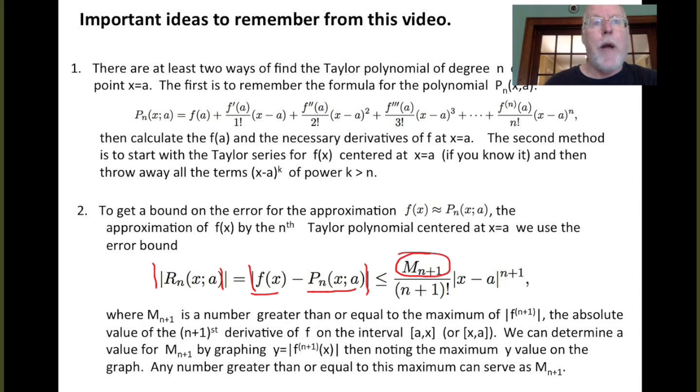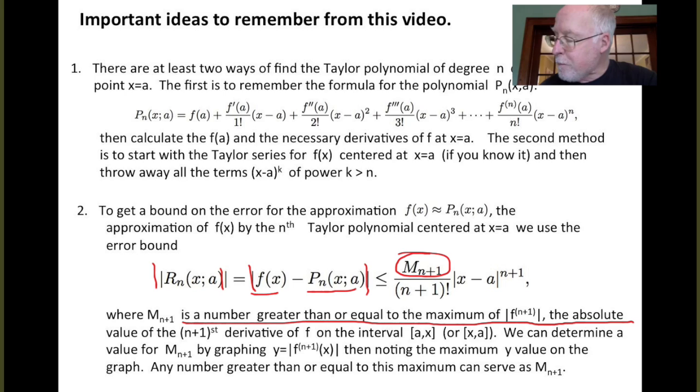Again, you'll usually know n in this case as some integer, so n plus 1 will be known, and you can make the calculations. The m sub n plus 1 is the harder part. It is any number greater than or equal to the maximum of the absolute value of the n plus first derivative on the interval in question. We usually say a to x or x to a, but if you're told to work on some interval like minus 1/2 to 1/2, then you can take your m sub n plus 1 to be a number bigger than the absolute value of the n plus first derivative on that given interval.